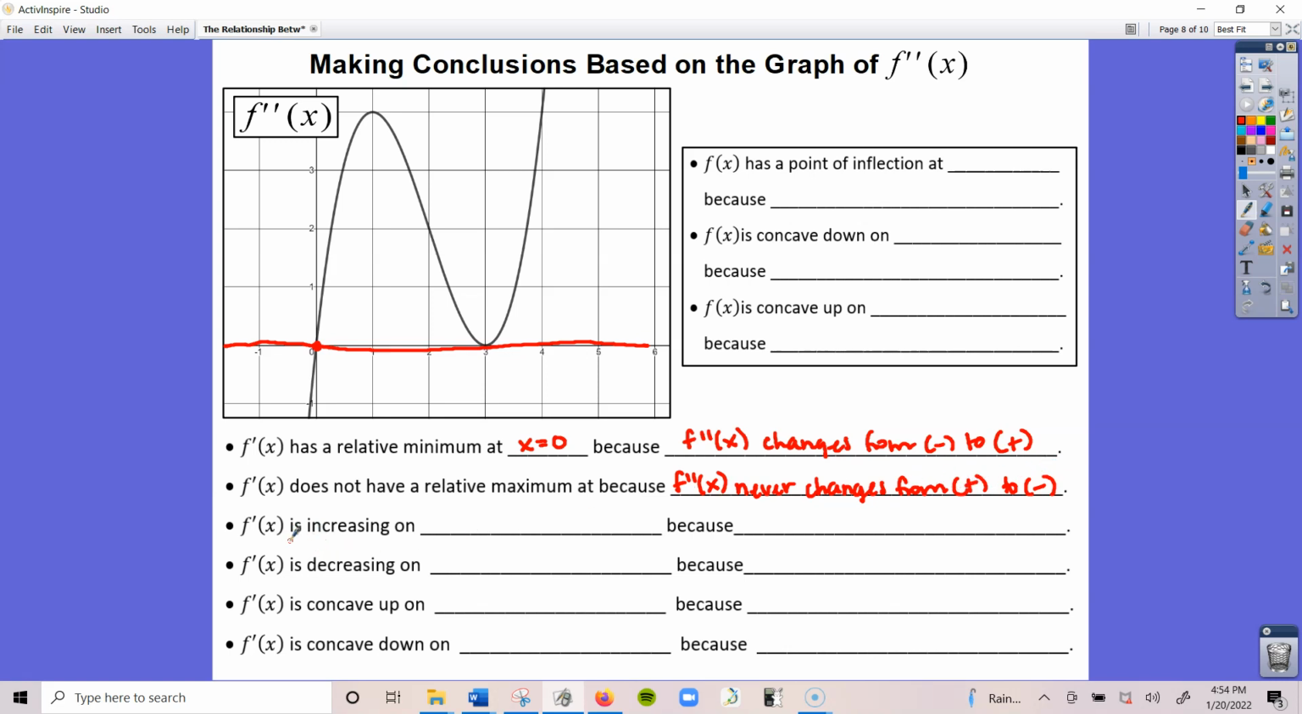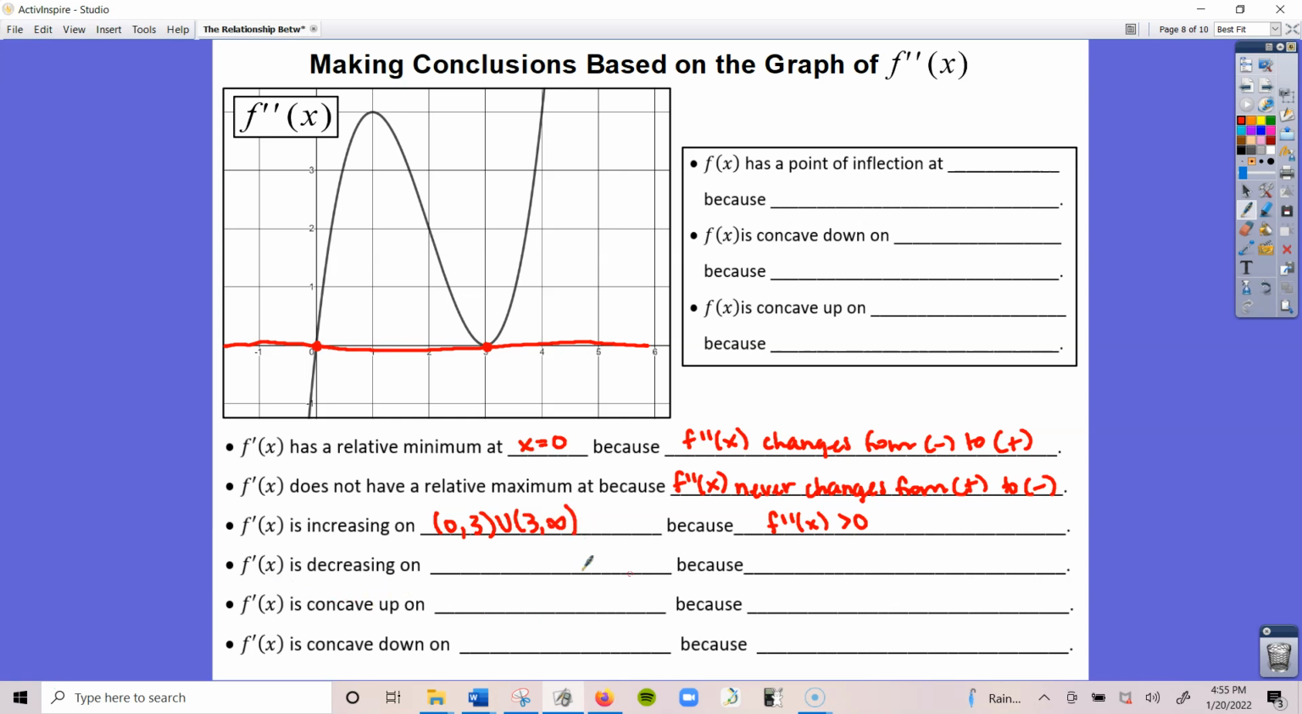F prime of x is increasing when the second derivative, f double prime of x, is greater than 0. So we're looking for when it's above the x-axis, which occurs from 0. We have to stop at 3 because it touches the x-axis, which means that the second derivative is equal to 0, not greater than 0. So from 0 to 3, and then from 3 to infinity.